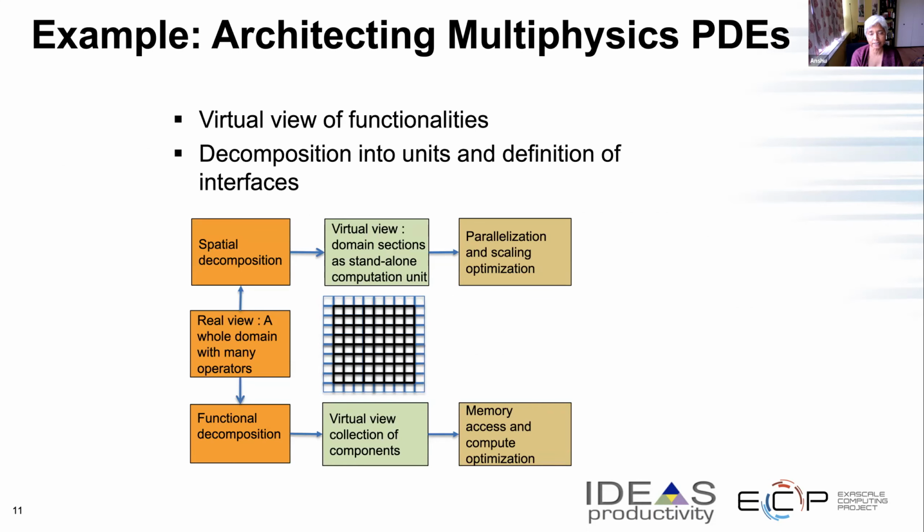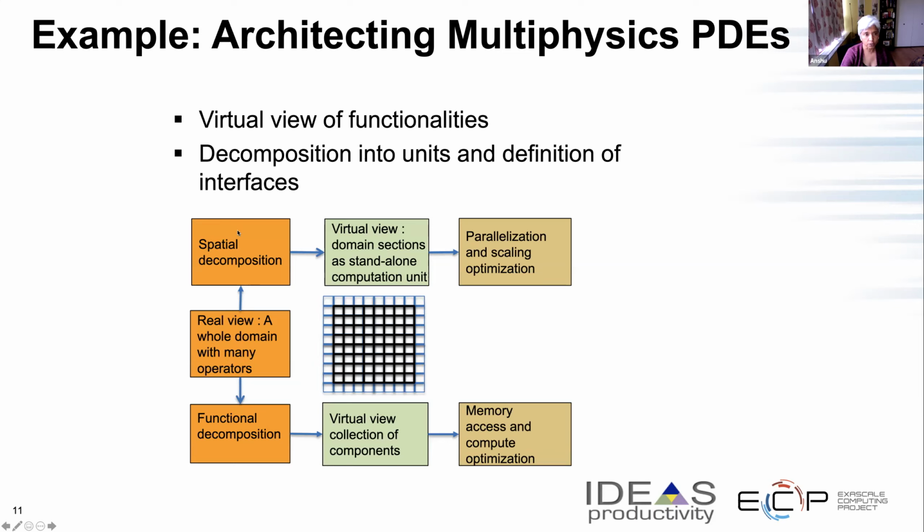So that was just an example of what a toy problem would do. Now, what if you were looking at a real life example? And so here I'm taking an example of a multiphysics partial differential equation based code that I'm most familiar with. So in doing the design here, what we do is we take a real view and a virtual view. The real view is that we have a whole domain with many physics operators. By operators here, I basically mean physics solvers.